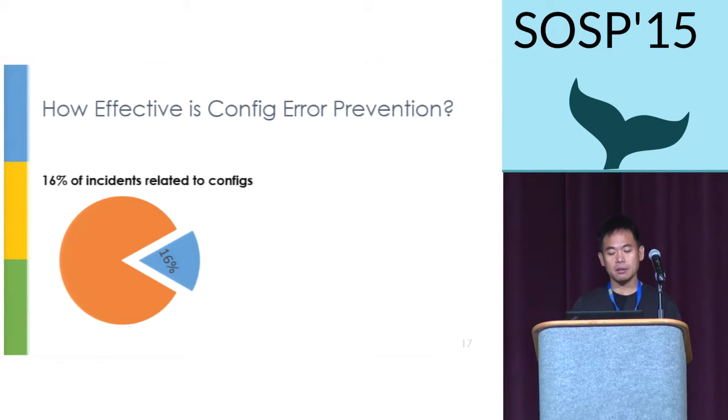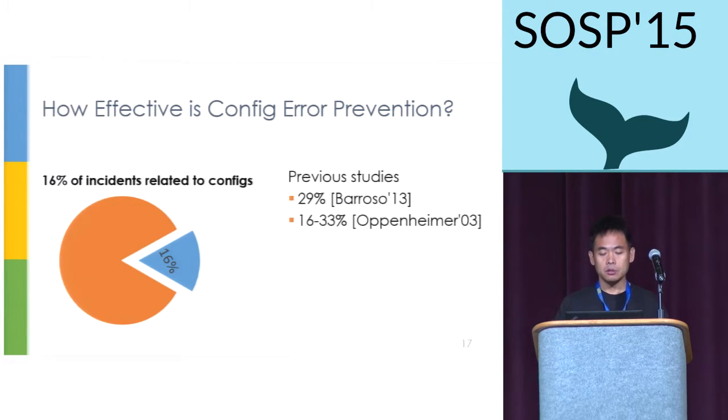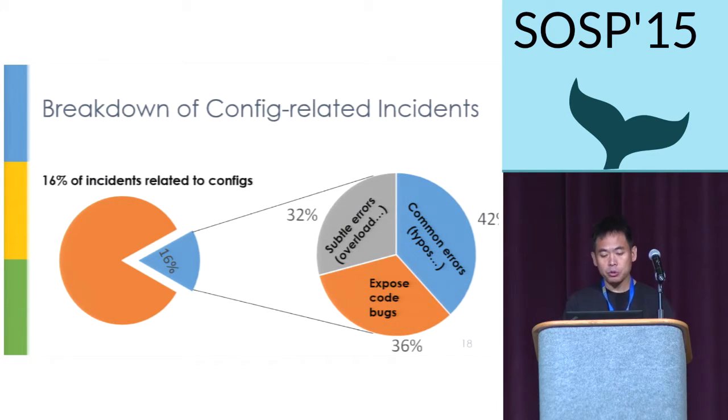So how effective is our configuration error prevention solution? We analyzed the high-impact incidents at Facebook during a 3-month period. About 16% of those incidents are related to configuration changes. Previously, a book in 2013 reported that about 29% of the incidents in a system came from configuration errors. Another study in 2003 showed that the percentage is roughly 16 to 33%. So we drilled down on the incidents related to configuration changes. The pie chart on the right-hand side shows a breakdown of those 16%.